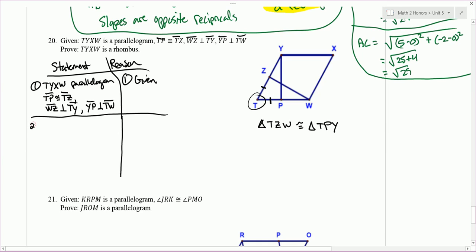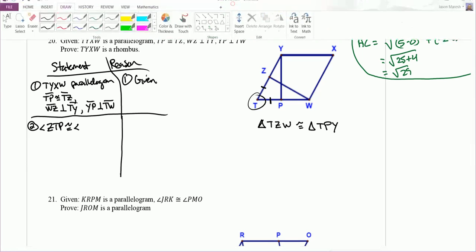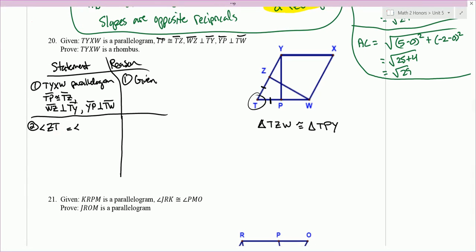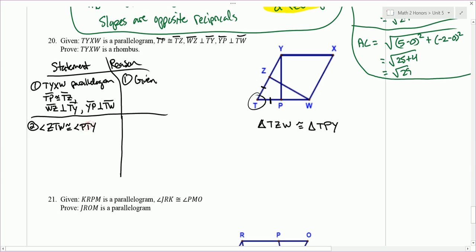So we're going to say angle ZTW is congruent to angle PTY, because those are the parts that belong to those triangles. So let me follow that. It's the same angle. And because it's the same angle that they're sharing, we're using the reflexive property. Something is equal to itself.